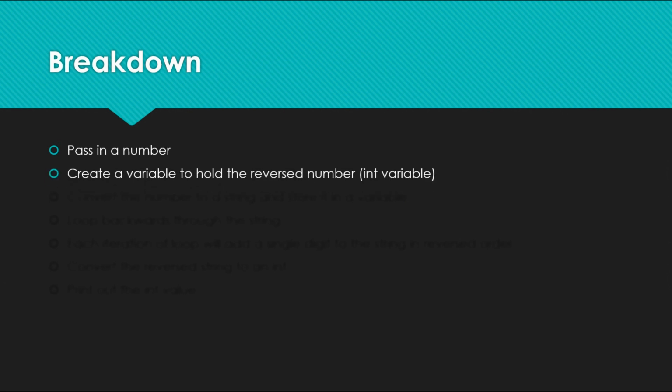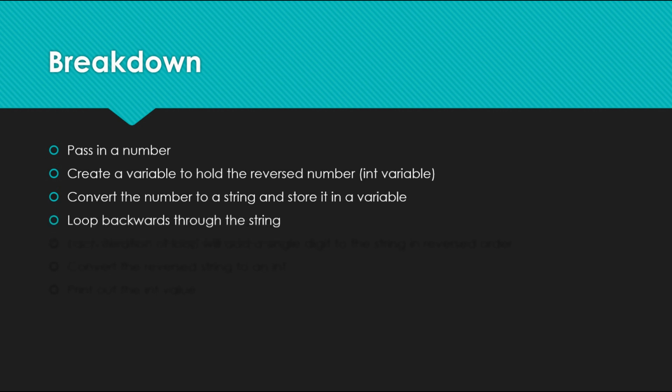All right, so if you were given this coding assignment during an interview, how would you go about approaching this? We know the first thing that we need to do is pass in the number. This is the number that is going to be ultimately reversed. We then need to create a variable to hold the reverse number, which can be an int variable. We're then going to convert that int variable to a string and store it into a string variable.